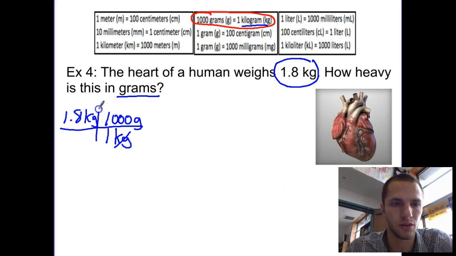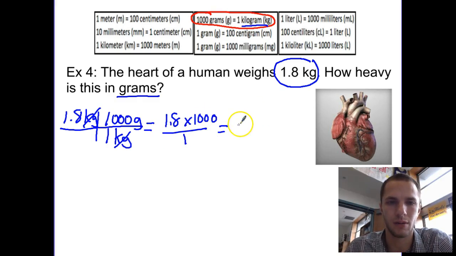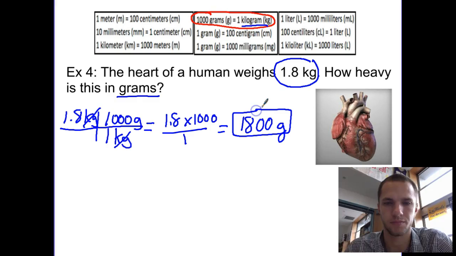So I'm going to cancel kilograms and kilograms. 1.8 times 1,000 divided by 1. 1.8 times 1,000, 1800 grams is my final answer.